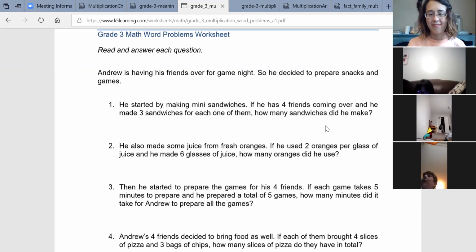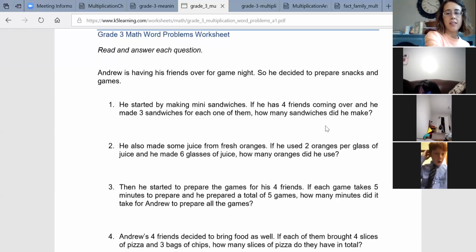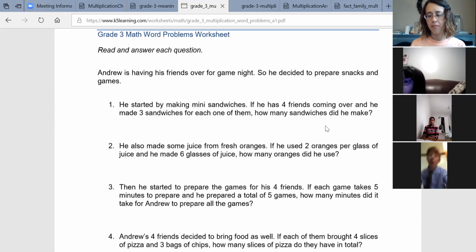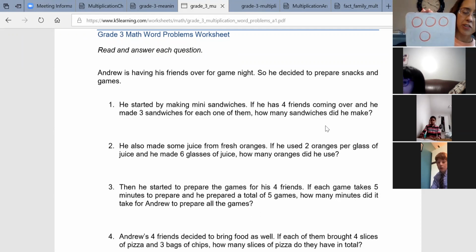He started by making mini sandwiches. If he has 4 friends coming over and he made 3 sandwiches for each one of them, how many sandwiches did he make? Dashiell, what would be the equal groups? Well, there's 4 groups of 3 sandwiches. Why does that make sense? What does the 4 mean? 4 means his friends. Okay, can everyone on their paper draw 4 circles?